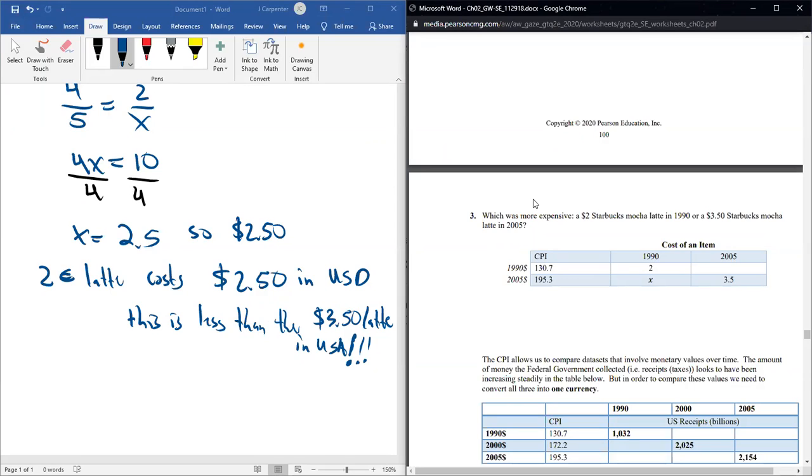So is it cheaper for you to be drinking lattes in the past? Well, I guess 2005 is in the present. The way back past of 1990 or the slight past of 2005.